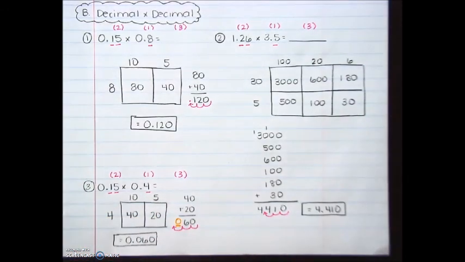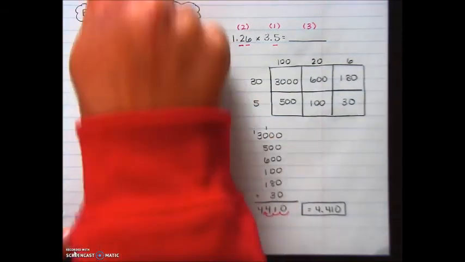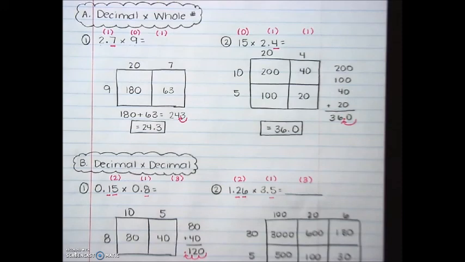So just like the area model for whole number multiplication, the area model for decimal multiplication works exactly the same way. You just need to be careful to count those digits after the decimal point so that you know exactly where to place your decimal point in your final answer.